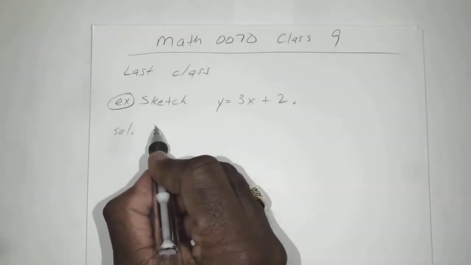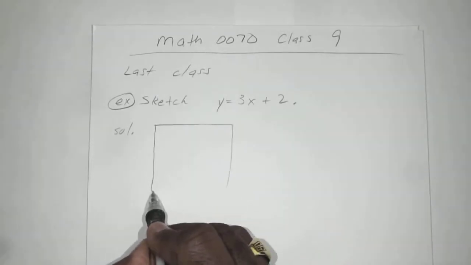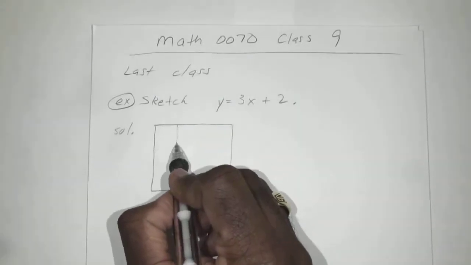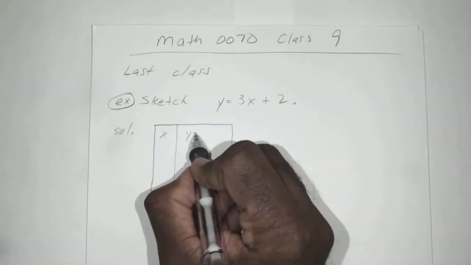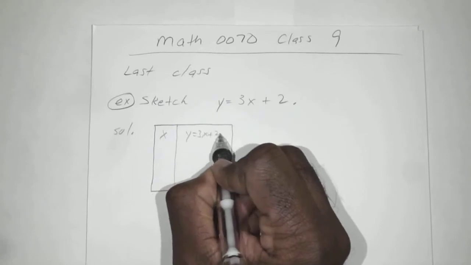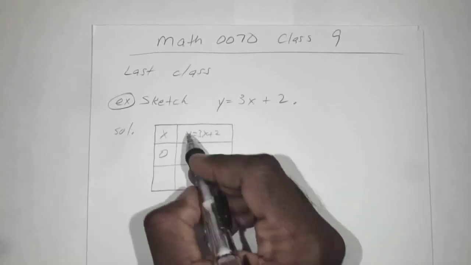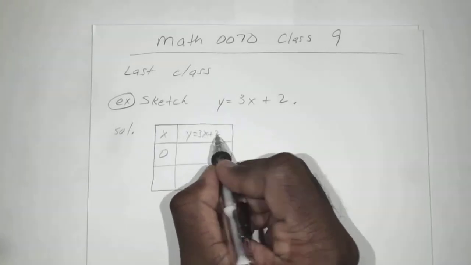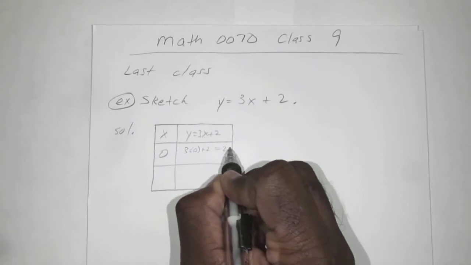Okay, so what I normally do is just draw a table where you have your x and y equals 3x plus 2. Okay, so if you make x equal 0, which is usually the easiest one to start with, you have 3 times 0 plus 2, which is 2.